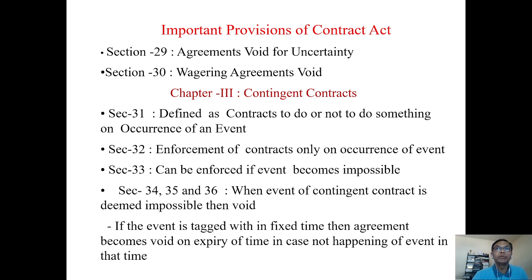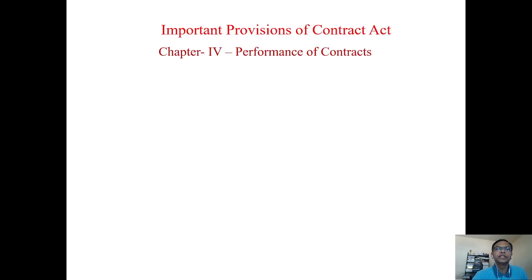Suppose I make an agreement: within the next week, if it rains, I will do this. Suppose in the next week there is no rain, or the week has expired, then this agreement becomes void. So these are contingent contracts legally.